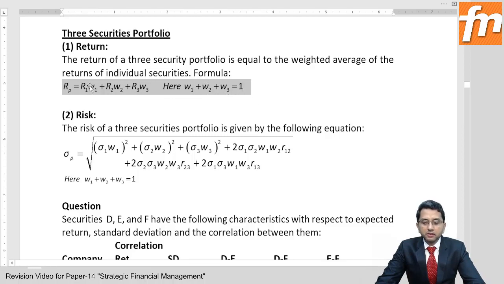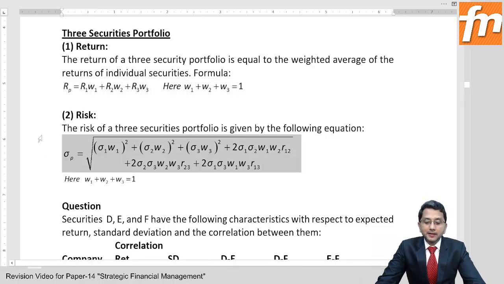So don't say I am investing 30,000, 40,000 and 30,000 in security 1, 2 and 3 respectively. Rather, you say the weight is 0.3, 0.4 and 0.3. R1, R2, R3 are return on security 1, 2, 3 respectively. W1, W2, W3 are weight of security 1, 2 and 3 respectively in the portfolio.